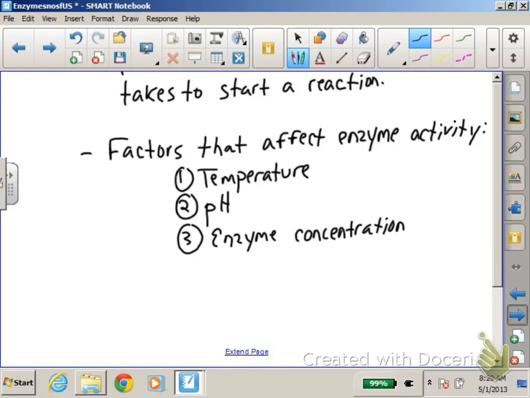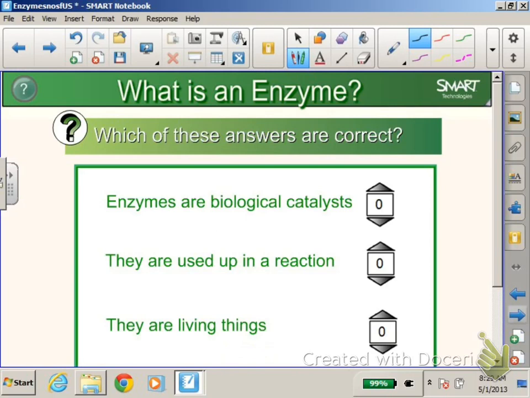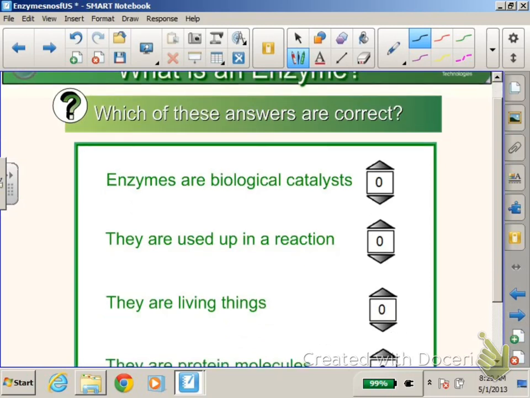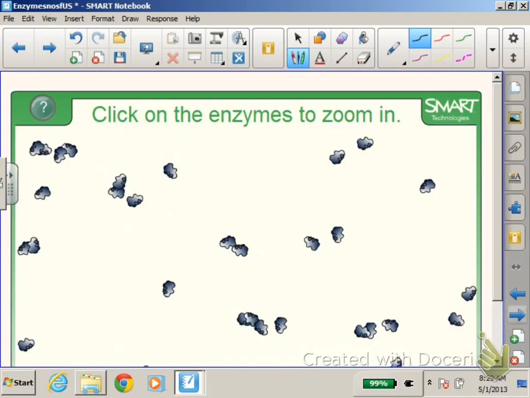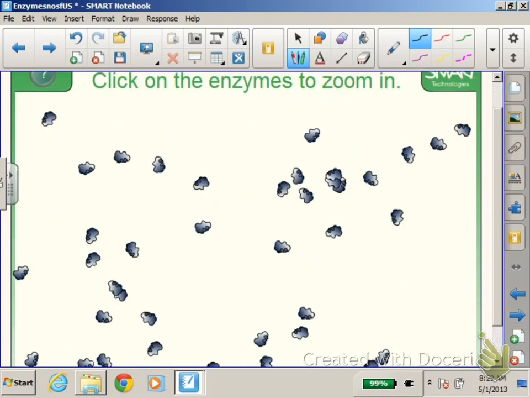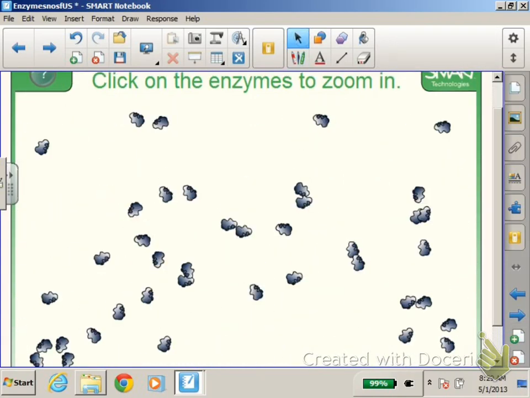Let's look at a few of these pictures. So it says enzymes are biological catalysts. That is definitely true. They are used up in a reaction. That is false. They are not living things because they are a chemical. They are a protein, so that is not a living thing. They're not made of cells. And then this last thing here says they are protein molecules. That is true.